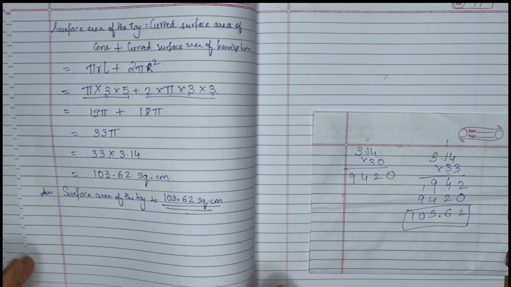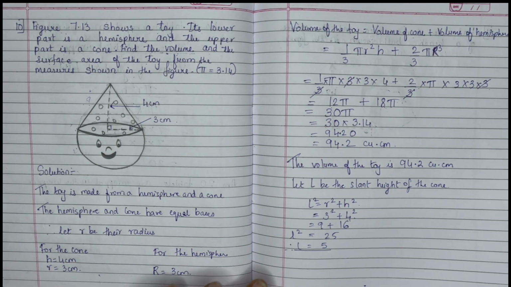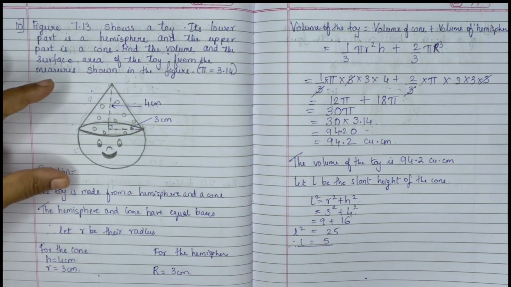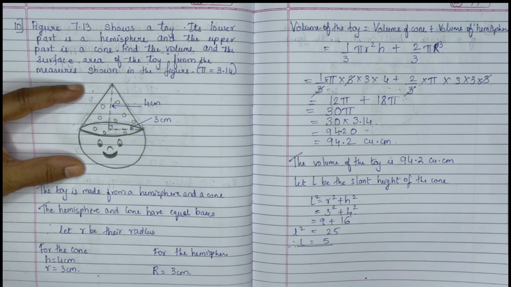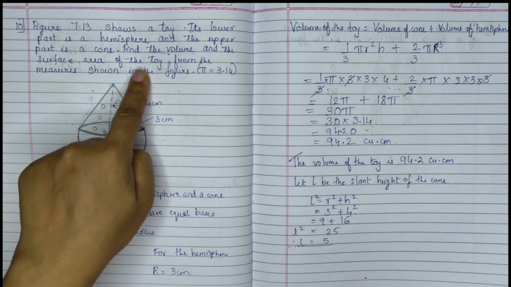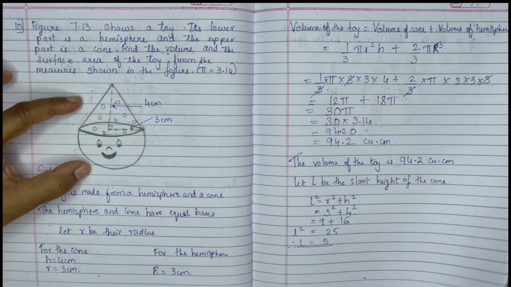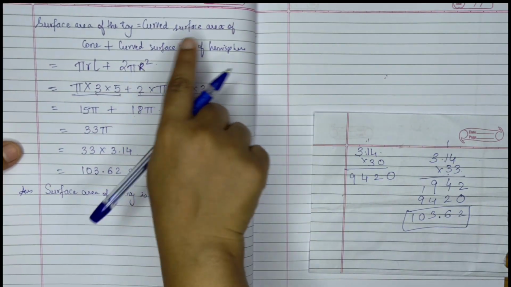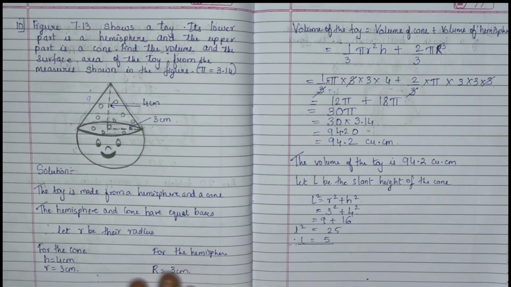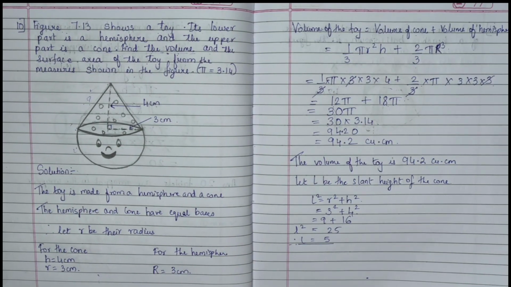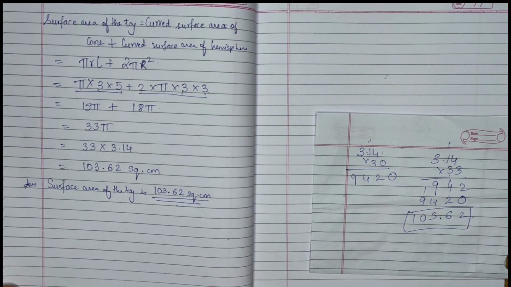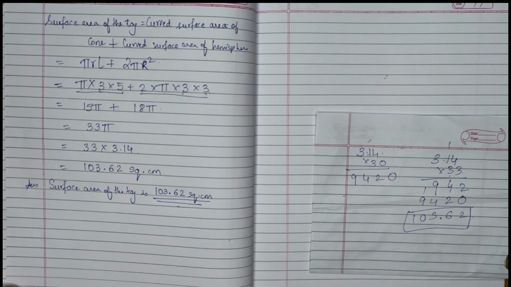So understood this sum? We had to find the volume and the surface area. To find the volume, add the volume of cone plus the volume of hemisphere. Then to find the surface area, add the surface area of the cone plus the area of the hemisphere. So see this, and then this page. Okay. So here we have finished sum number 10.